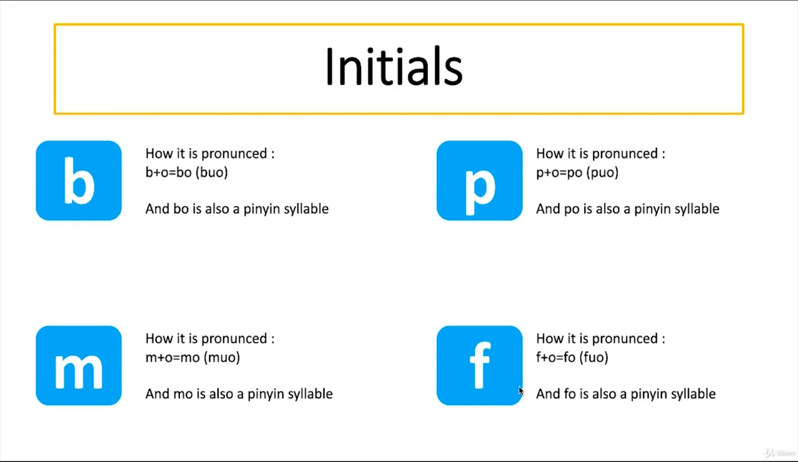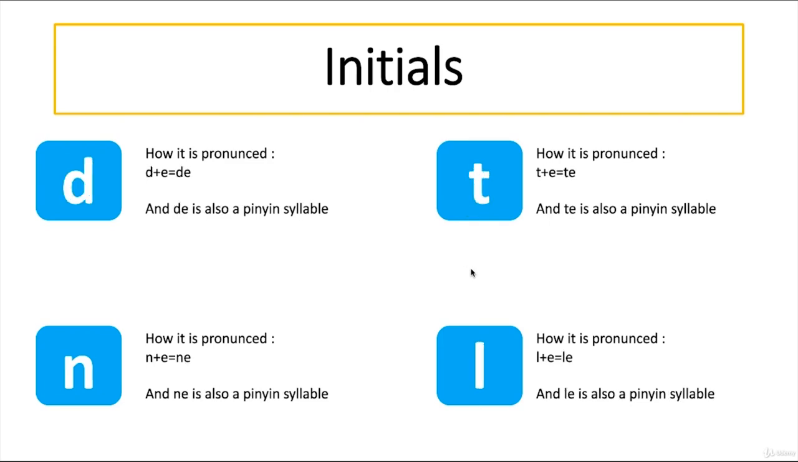Next one, it's not how it is pronounced. In Chinese, we pronounce it like fo, fo. And remember, fo is also a pinyin syllable. So the first four, bo, po, mo, fo, when we read them, we combine them with the vowel O together.